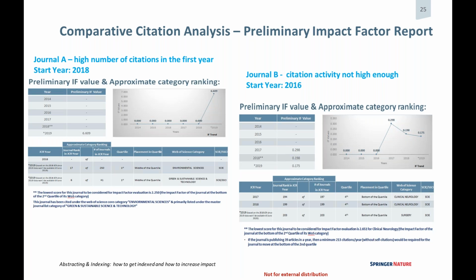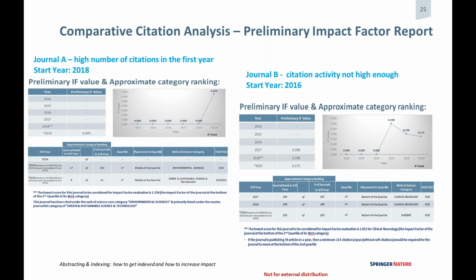So this is an example of the comparative citation analysis that the ANI team at Springer Nature provides. As you can see, on the left-hand side, journal A got selected within the first year. This is one of the Nature branded journals. In the first year itself, the citation activity was so great that the journal was placed in Q1, quartile 1 of the subject category. That means the journal was performing in the top 25% of the subject category. So it got selected. It did not have to wait for 2 years. It got selected in the first year itself.